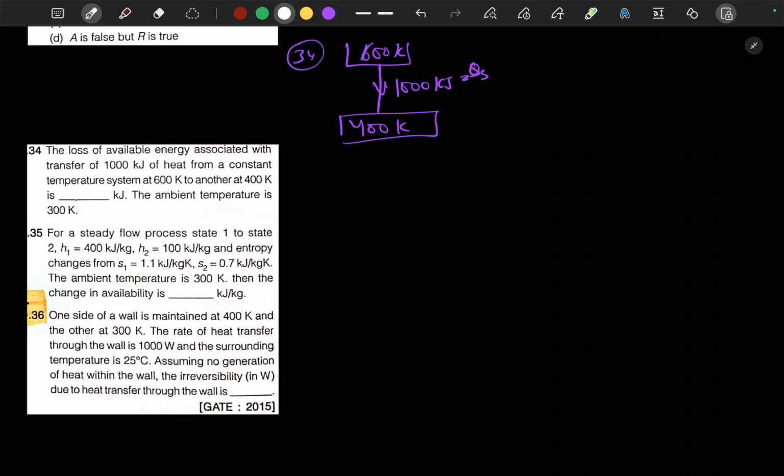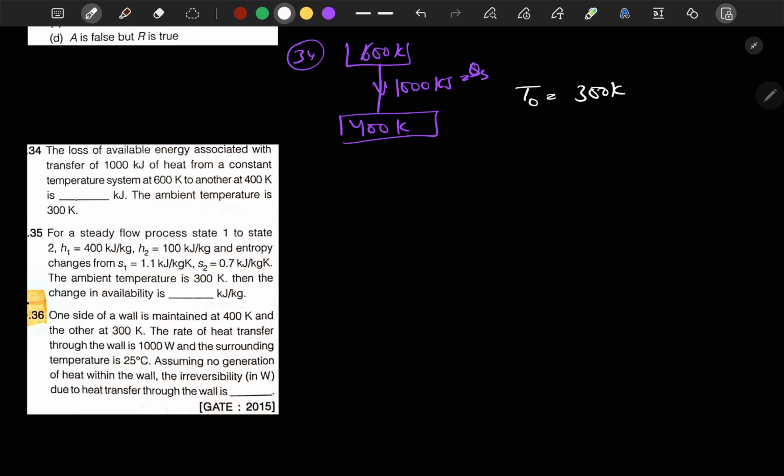So in question number 34, it is mentioned that the loss of available energy associated with transfer of 1000 kilojoule of heat from a constant temperature system at 600 Kelvin to another at 400 Kelvin is what? The ambient temperature is this. Okay, so let's say it is given that T naught is equal to 300 Kelvin.